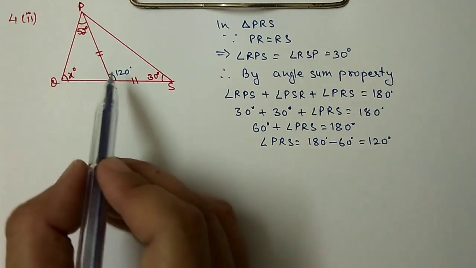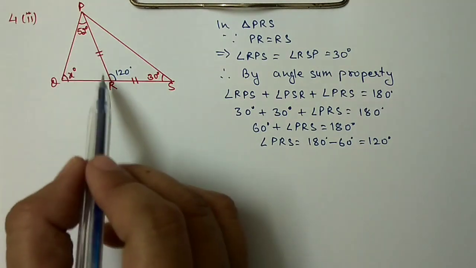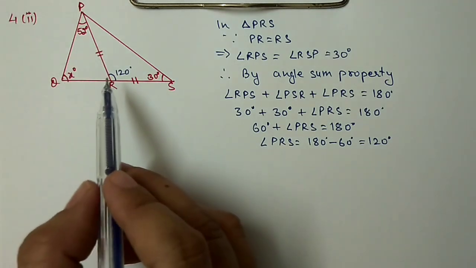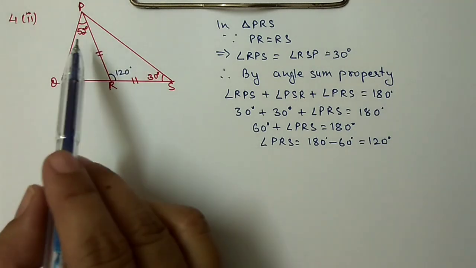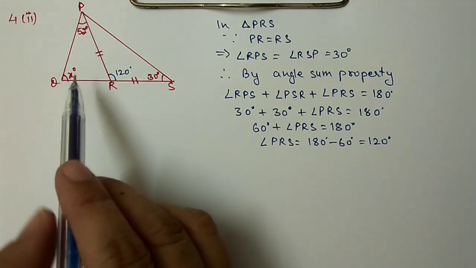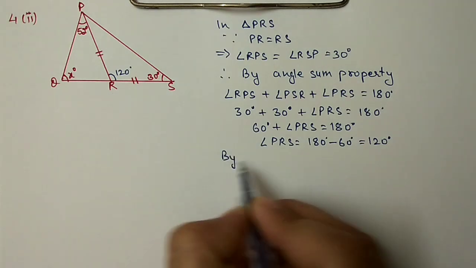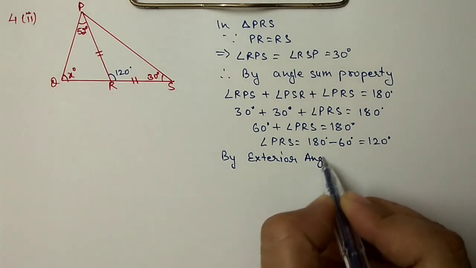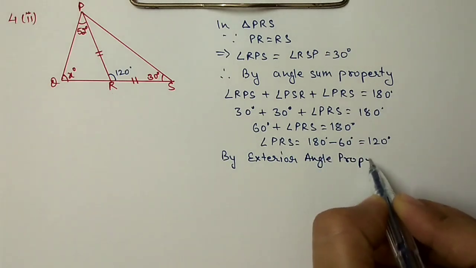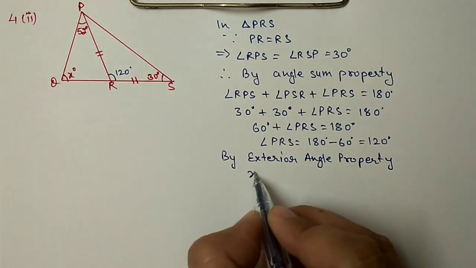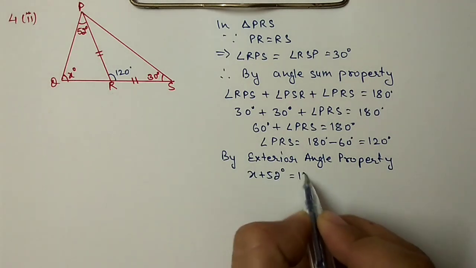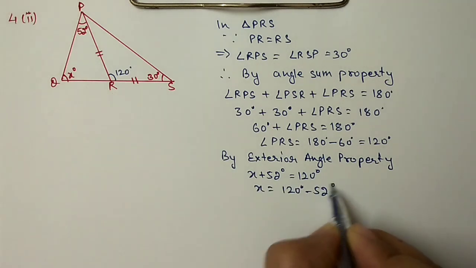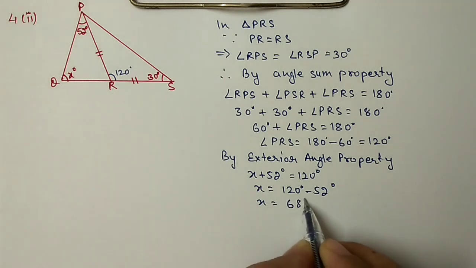Now to find out this x, either you can find out this angle and then you can use angle sum property, or you can use exterior angle property. According to it, the exterior angle is equal to the sum of the opposite interior angles. So by exterior angle property, x plus 52 is equal to 120 degree. So 52 we can shift to the other side, x value will be 68 degree.